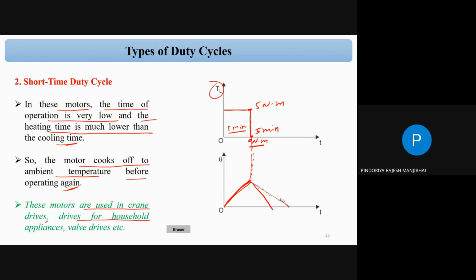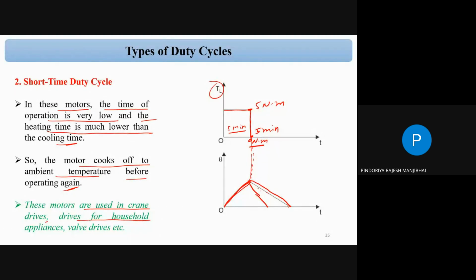But we know that temperature does not continue increasing, suddenly increase and suddenly decrease, correct? Once the temperature is high, then it will take some time to cool down. That's why this plot is here. This plot is here, not here, not here.